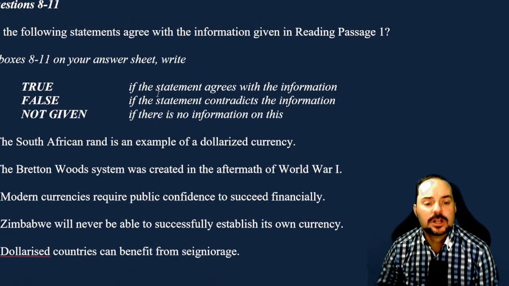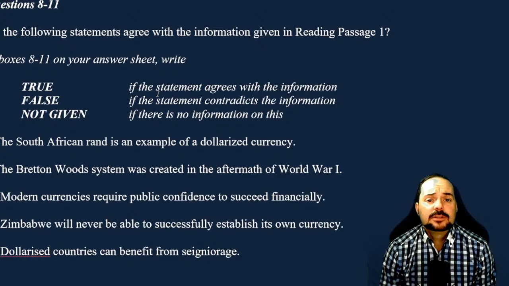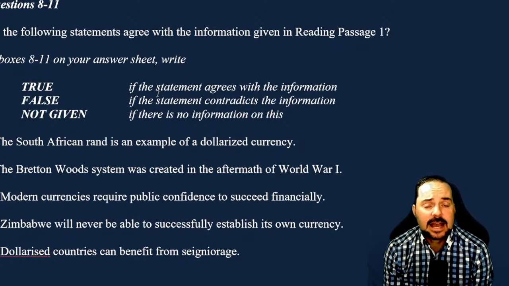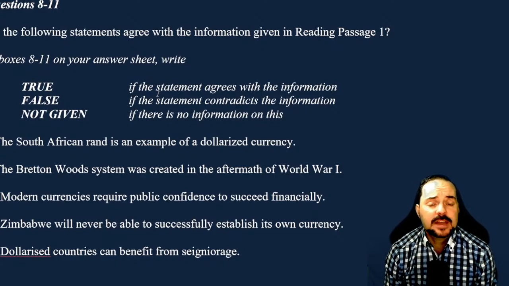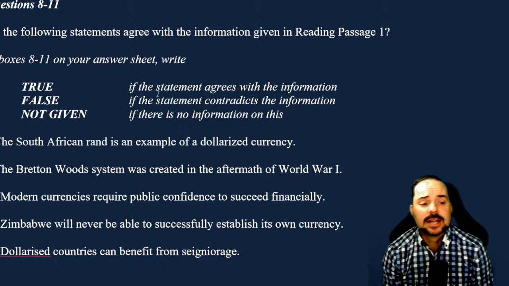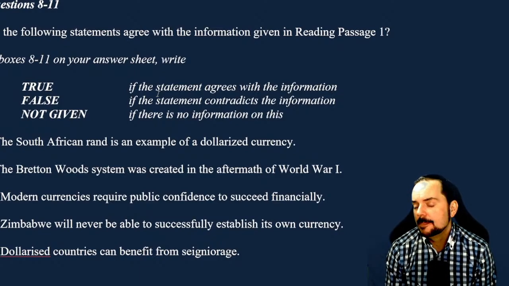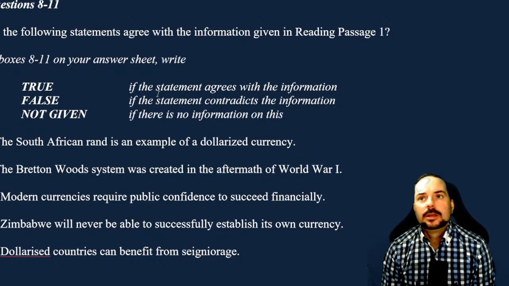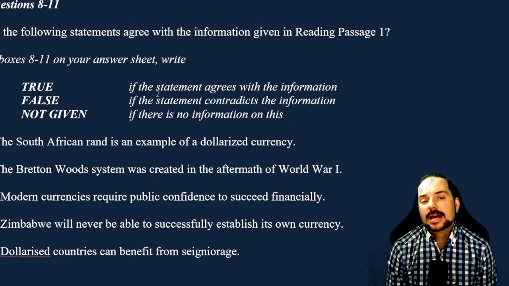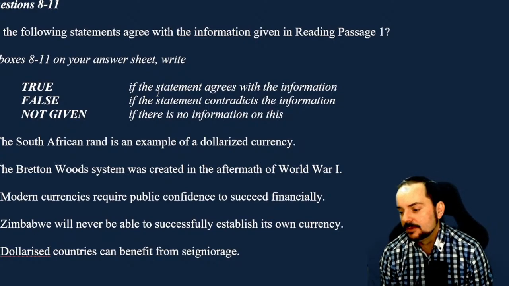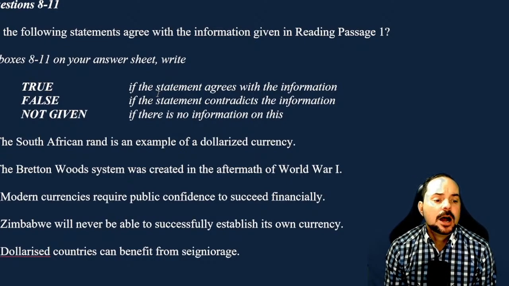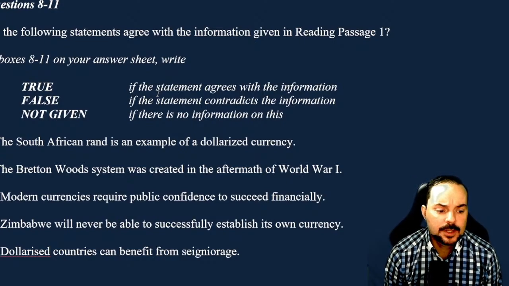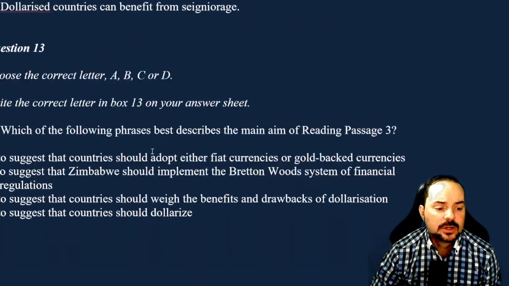Questions. True, false, not given questions. We can do these after we have read the passage. These will make sense once we do the list of headings. List of headings will actually help us to answer true, false, not given questions. That's one of the benefits of doing list of headings questions and doing a good job: you can do a better job in true, false, not given. So don't worry about these ones yet. We'll take a look after.